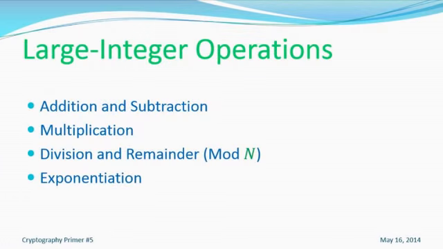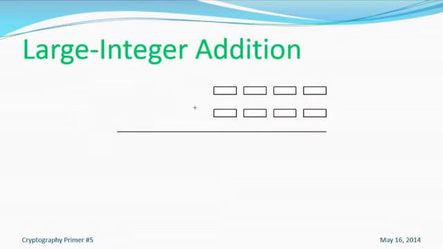OK, so I want to start talking more about some practical matters in implementing things and where problems come up in those matters. So the first thing I want to talk about is large integer operations and how costly they are and how we can improve them. So let's start off with addition and subtraction. Just take a look at how that goes.